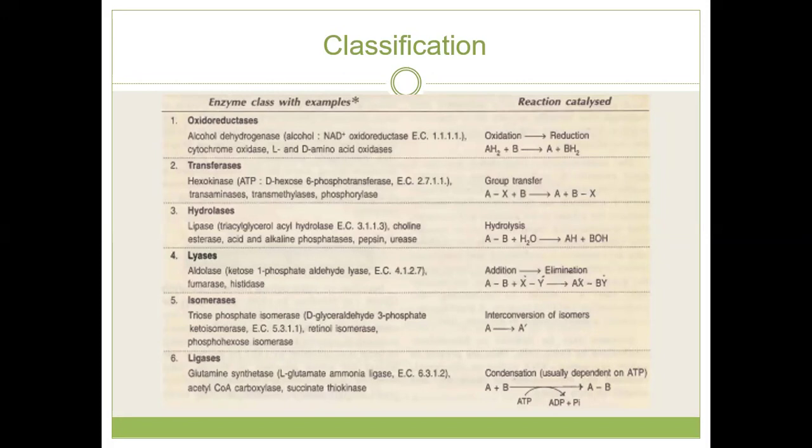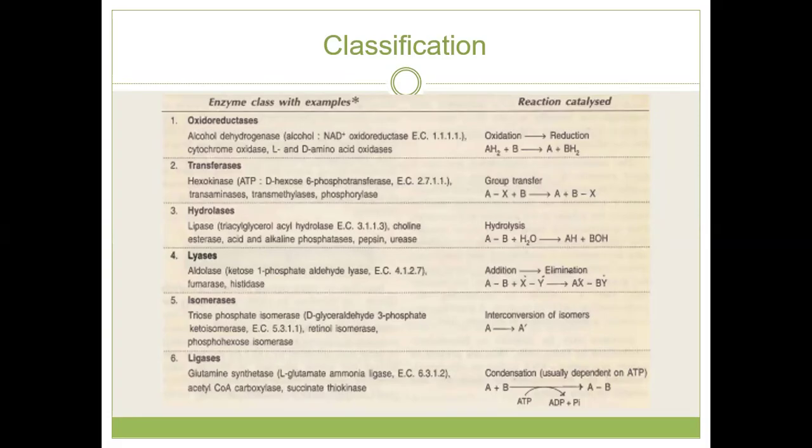We have lyases. The lyases are involved in catalyzing reactions in which a group is removed to form a double bond or is added to a double bond. We have examples such as the carboxylase, the hydratase, etc.